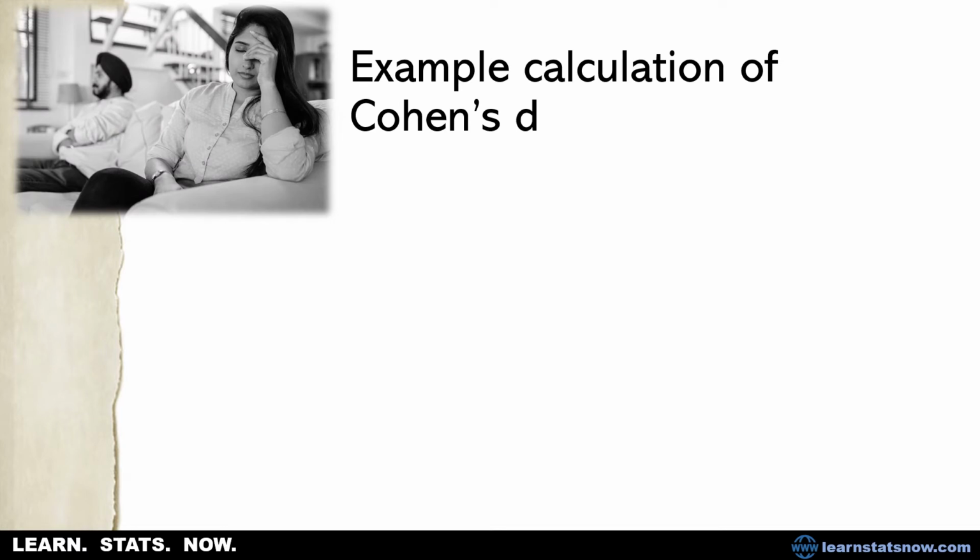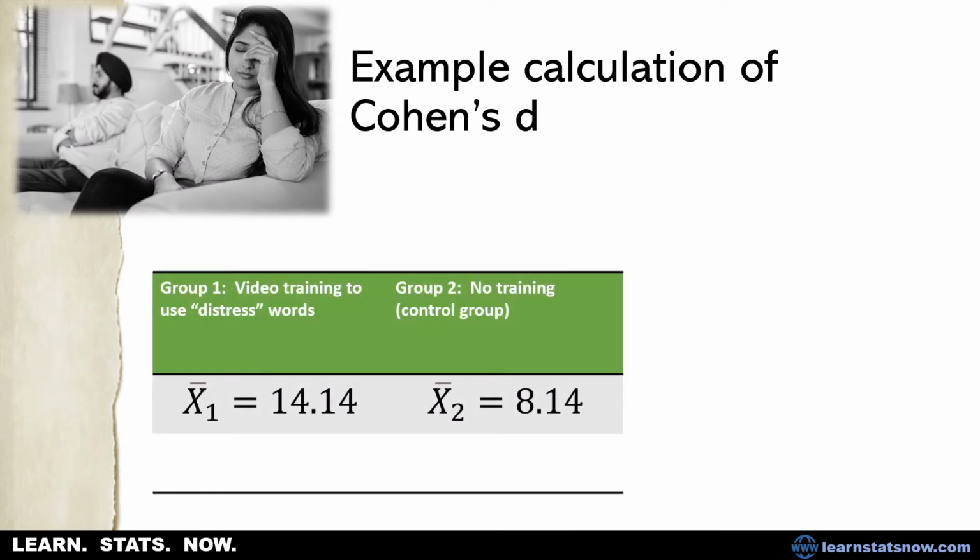Okay, so let's go over the example that was in a prior video of how to do this. If you recall, in that study that we were talking about, there were two levels to the independent variable. There was a video training in the use of distress words to communicate one's feelings versus, say, anger words. And we'd like to see an increase in those distress words after the training. And then there was a second group that had no video training at all, and that was our control group.